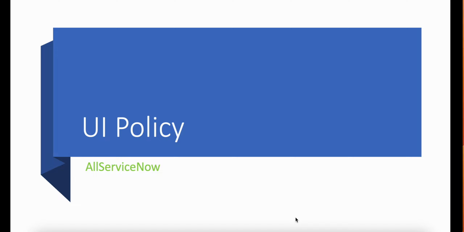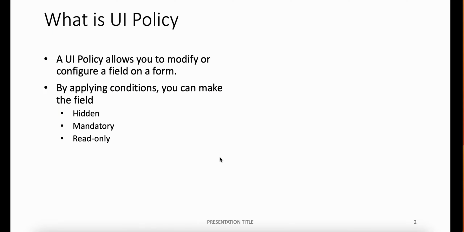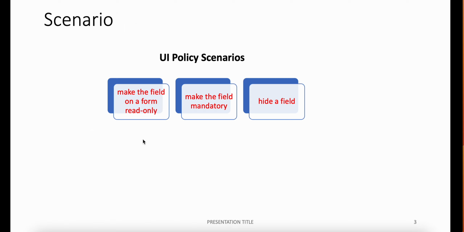All ServiceNow. Today we will cover the UI policies, and to explain quickly what a UI policy is, a UI policy allows you to modify or configure a field on a form. And also by applying conditions, you can make the field hidden, mandatory, or read-only. In our demo, we'll set a field to read-only, make another field mandatory, and also hide some fields.